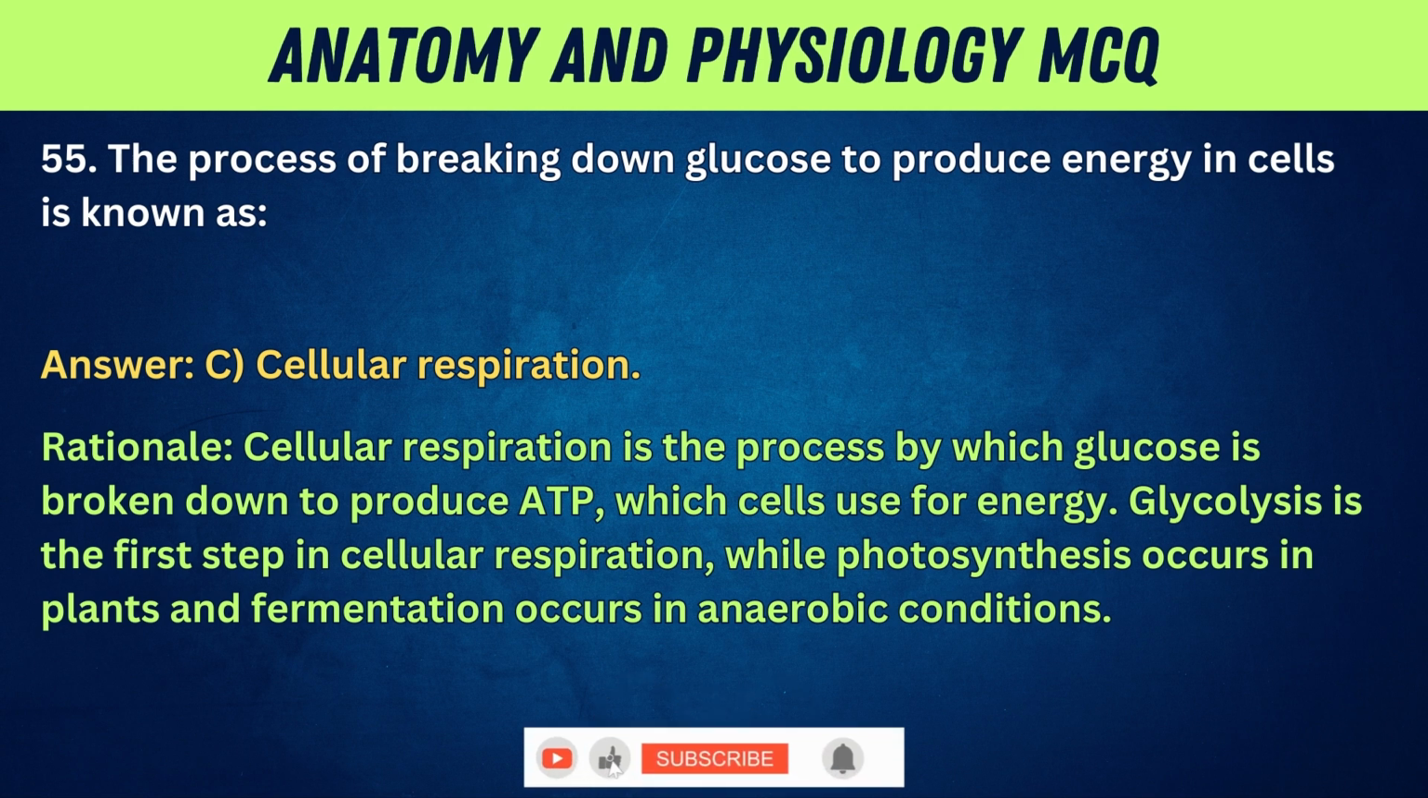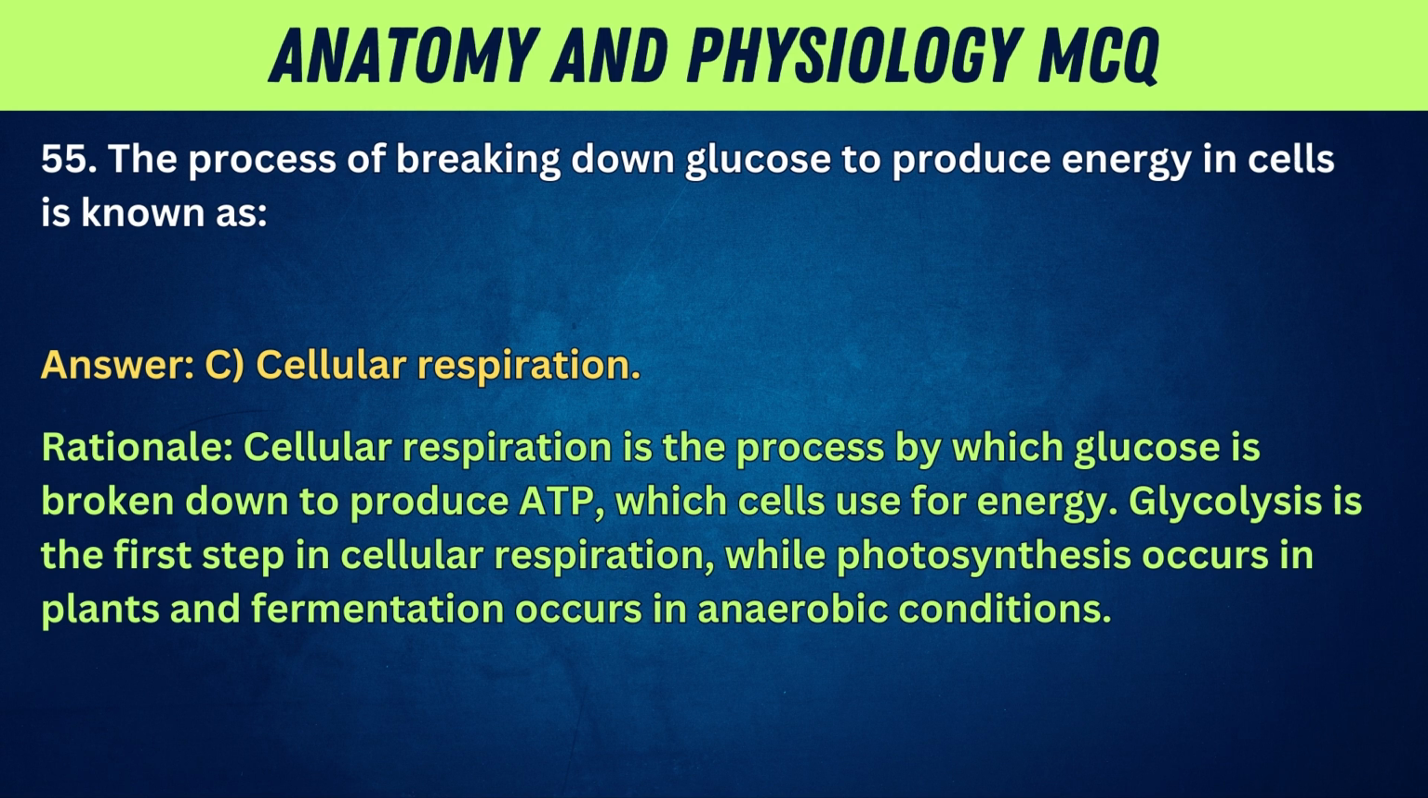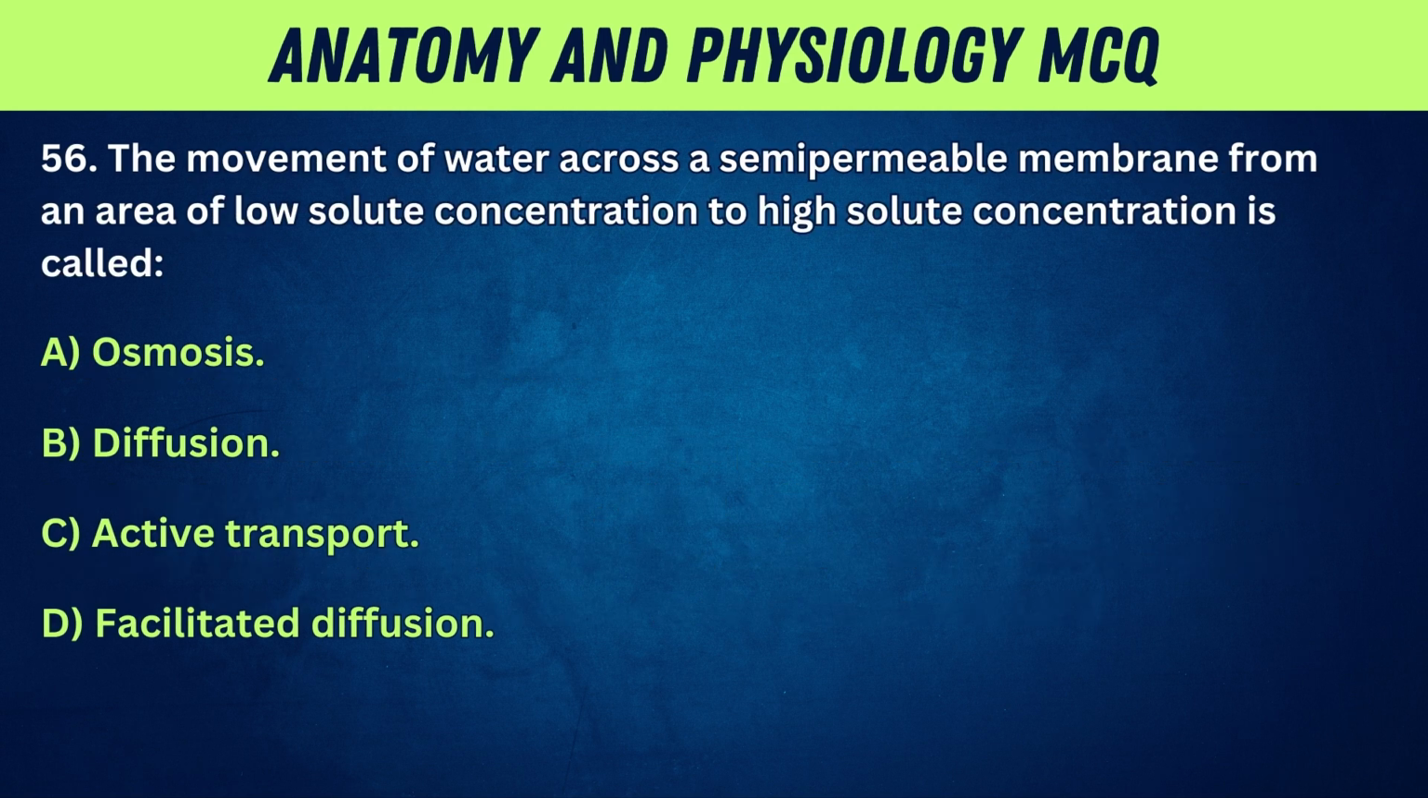Cellular respiration is the process by which glucose is broken down to produce ADP, which cells use for energy. Glycolysis is the first step in cellular respiration, while photosynthesis occurs in plants and fermentation occurs in anaerobic conditions.